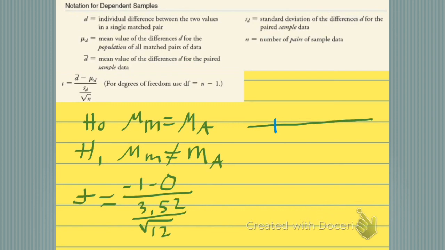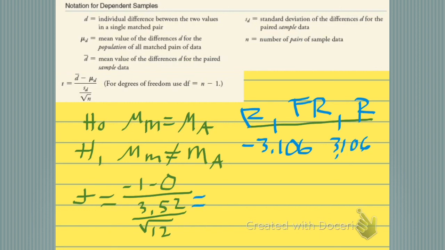Bam. Our critical value was 3.106, and then that's negative. And then over here, 3.106. Now we're actually testing this thing. This is reject, this is reject, this is fail to reject.